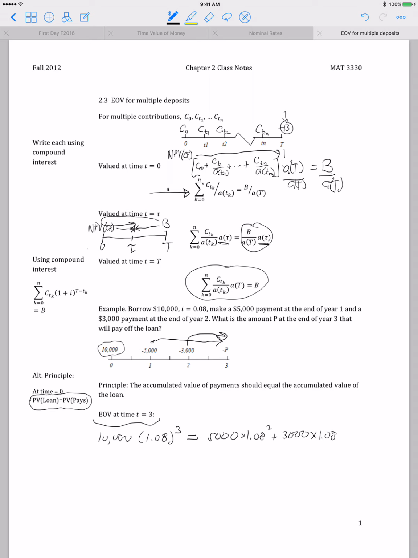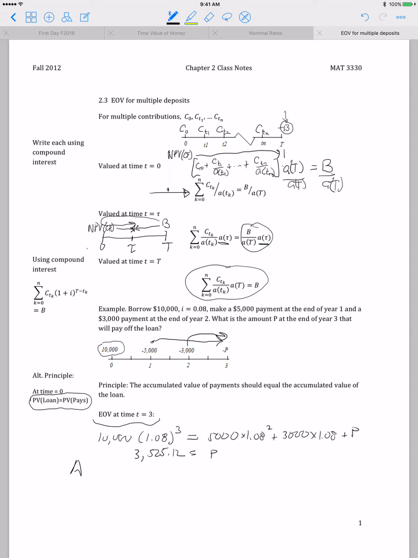And of course, the final payment P is at year 3, so it's not accumulated at all. So this is our equation of value at time 3. We can solve this for P very easily doing the arithmetic. We get P is equal to 3,525.12, and you should do the arithmetic and verify that.